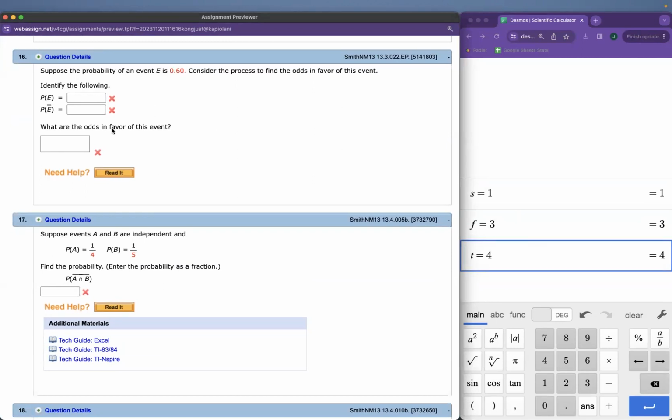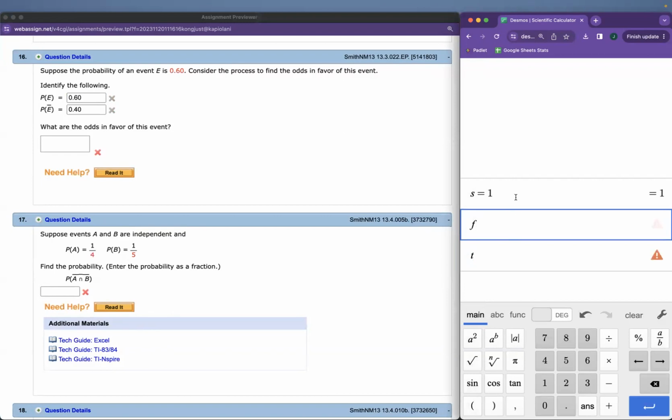First, identify the following. Okay, so in this case, usually when I say odds, I always like to do the SF&T, and actually in this case, it is still possible. I'll show you how in a second. First, let's do what they ask. This is probability of E is 0.6, just given to us already. The probability of not E is 1 minus that, or 0.4. Now, how am I going to do SF&T here?